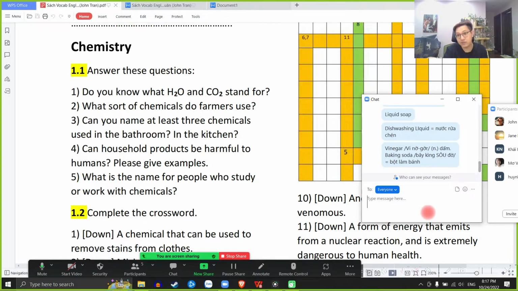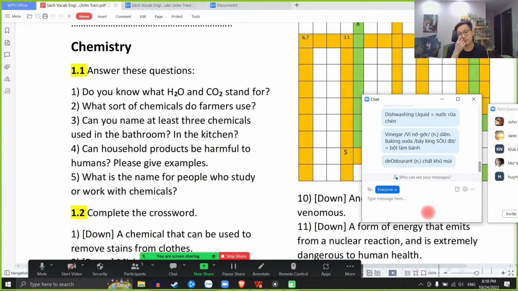Baking soda is actually very good for cleaning. Nó cực kỳ tốt cho chuyện cleaning luôn á, và nó chống mùi hôi rất tốt. It's also a very good deodorant. Deodorant. De mean remove. Odor is bad smell. Cái mùi hôi. Deodorant là chất khử mùi. It's a very good deodorant as well.